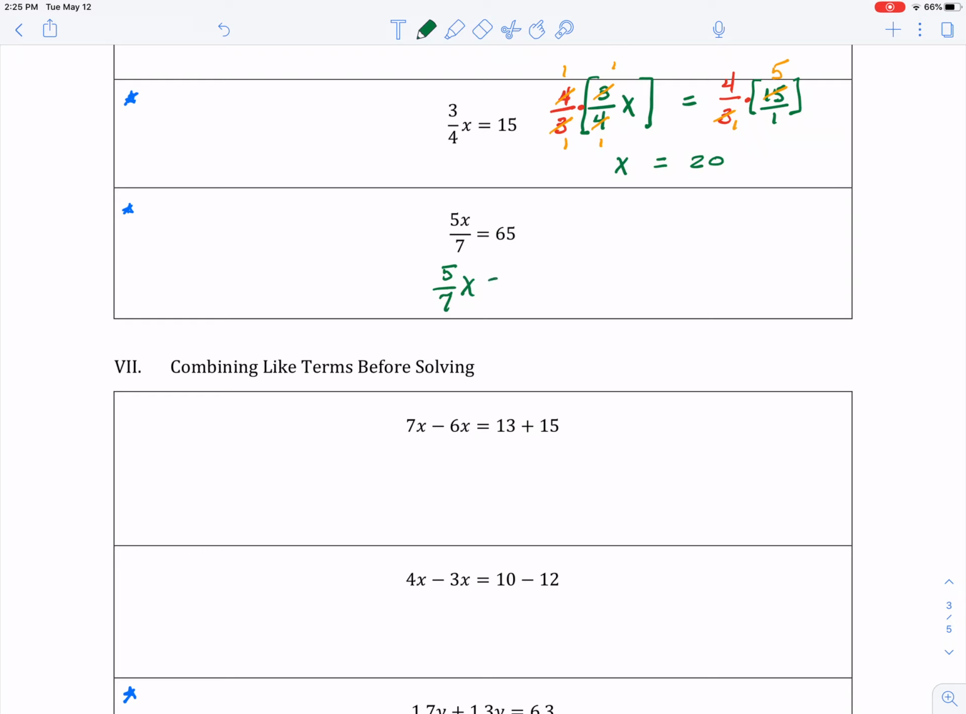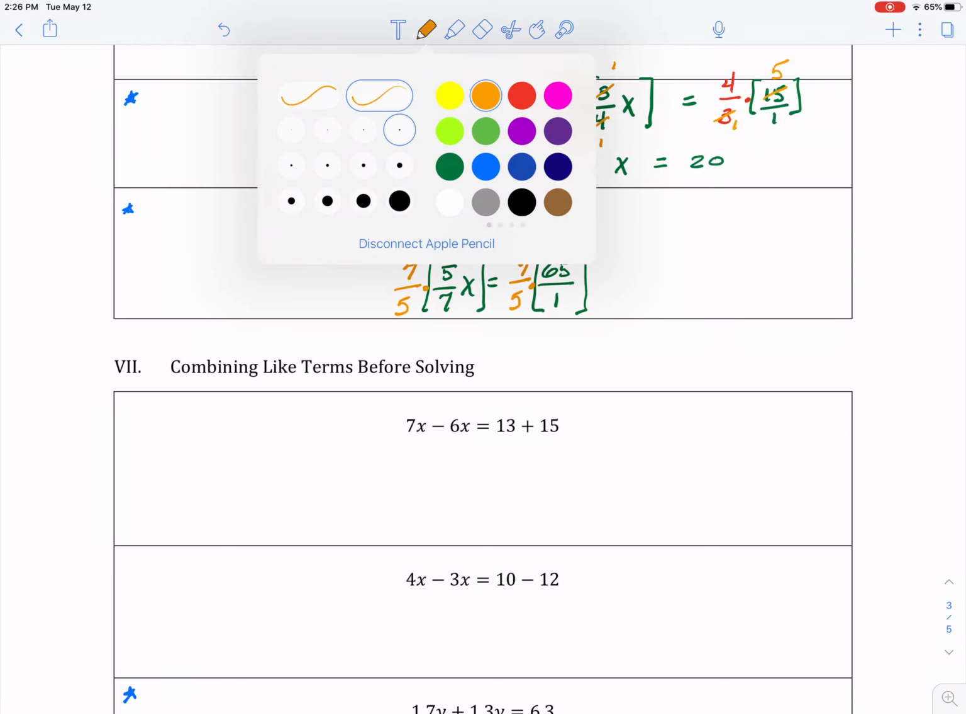You can think of the 5/7 as sitting out there in front. I'm going to go ahead and put a bracket around this so I can multiply by the reciprocal. Now you always want to multiply by the reciprocal of the number that is attached to the variable. So I'm multiplying by the reciprocal of 5/7 because the 5/7 is attached to the variable.